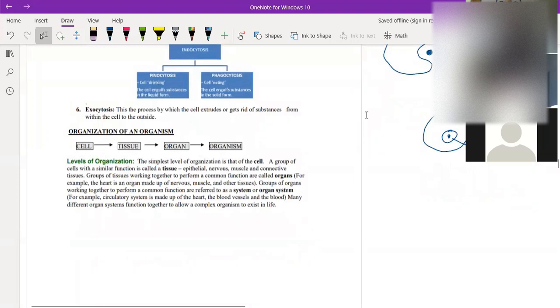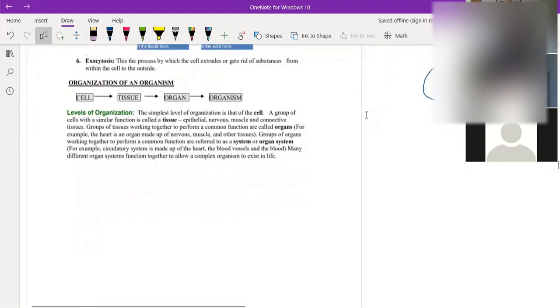Organization of the organism, how organisms are organized. Now it starts with the atom, molecules, and so on, right? And eventually we form the cell. So the cell, we have a group of cells that function together. You have tissue, a group of tissues that have similar function form an organ, and so on. And the different organs put together, you have what we call an organism. And that's the level of organization.